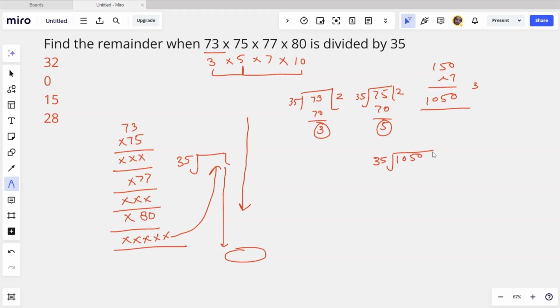Okay, so what it will be, as you can see, this is 105, and 35 3s are 105, and as you can see, the remainder is 0. The remainder is 0, and we have the answer in our option also. As you can see, the second option is the correct option.